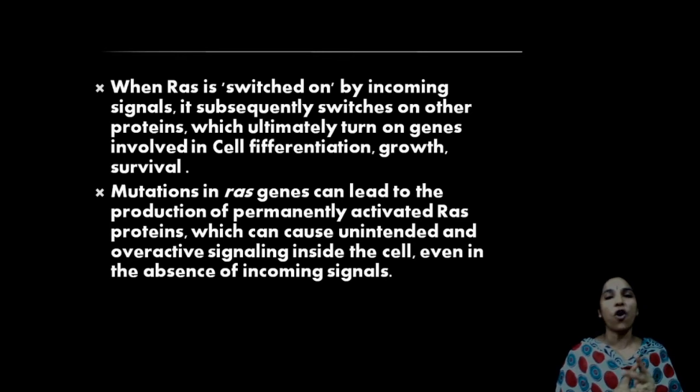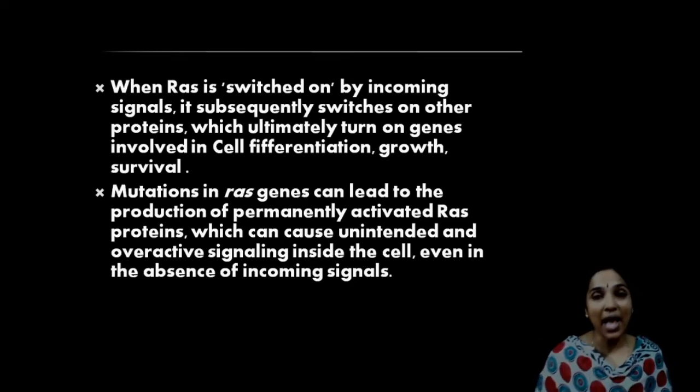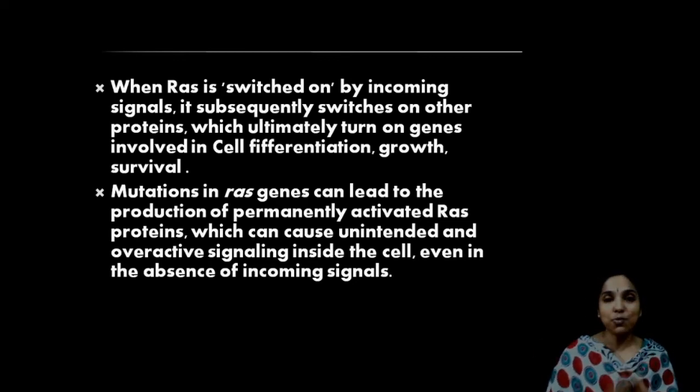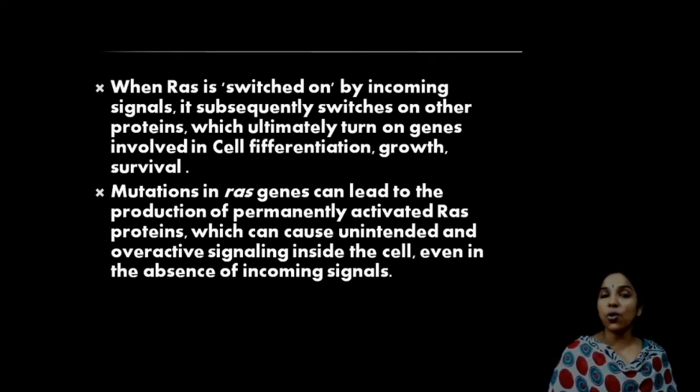RAS exists in two forms: one activated, the second deactivated, that is GDP-bound and GTP-bound. In the GTP condition they are activated, but in the other they are inactivated. This process is continuously changing, activated only when required. But when mutated, it becomes permanently activated, so it will switch on and give proteins and signals for uncontrolled division.